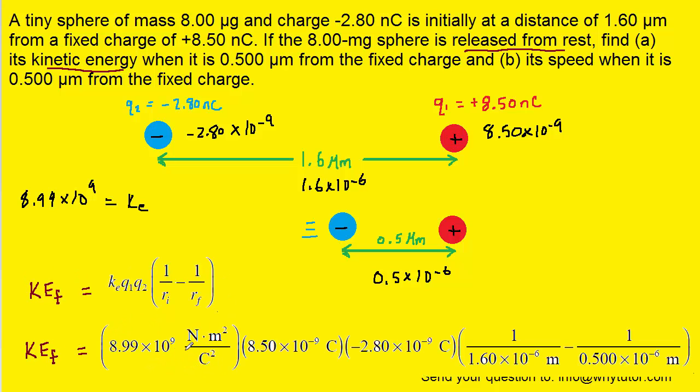Voila, here it is. We have all the values given in the question plugged into the formula. And when you carefully plug this all into your calculator, you should get approximately 0.294 joules for the final kinetic energy of the negative charge, the charge that we had called Q2. And that is indeed the correct answer to part A of the question.